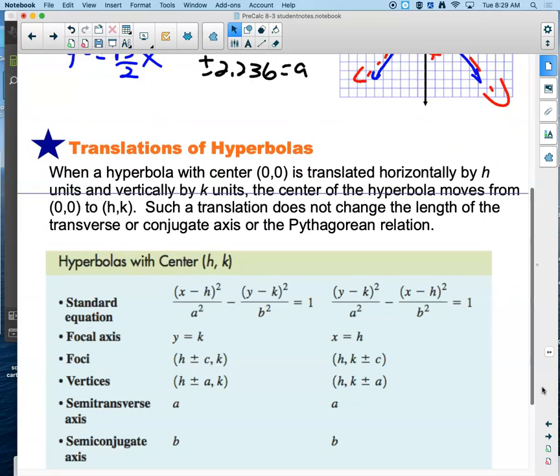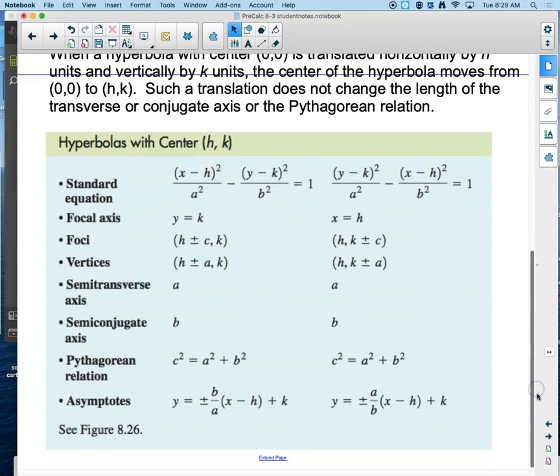So when a hyperbola with center 0, 0 is translated horizontally by h units and vertically by k units, the center of that hyperbola is going to move from 0, 0 to h, k. Such a translation does not change the length of the transverse or conjugate axis or the Pythagorean relation that we use to find things that are missing. So now we're just adding in that x minus h and y minus k.